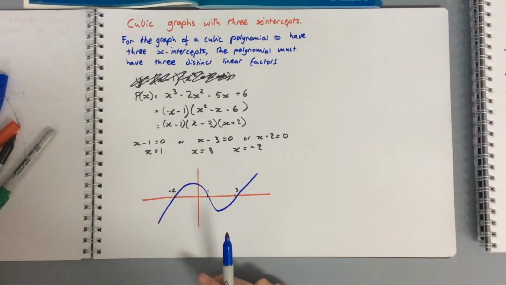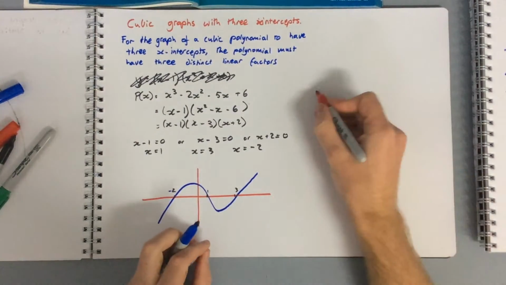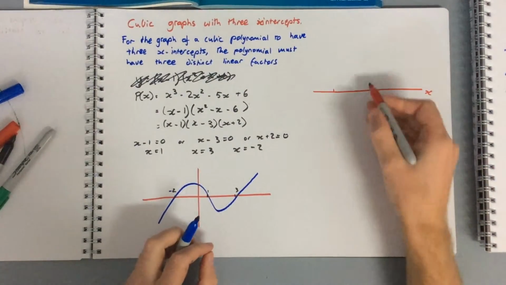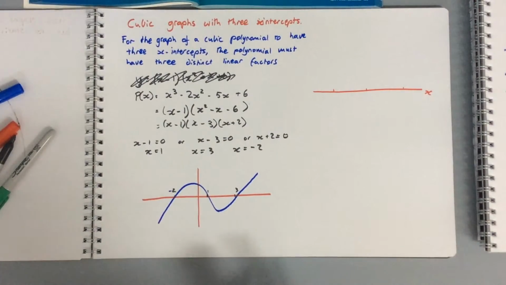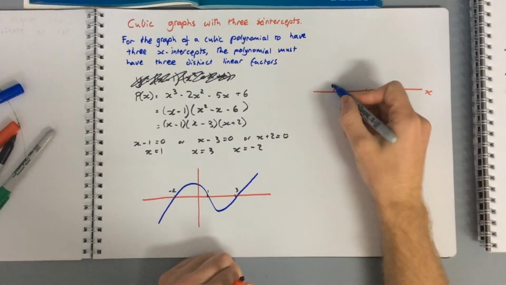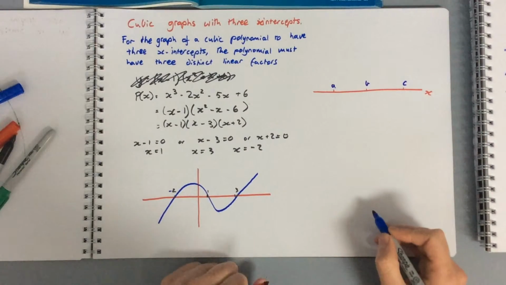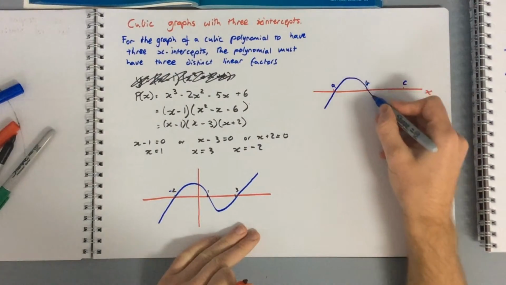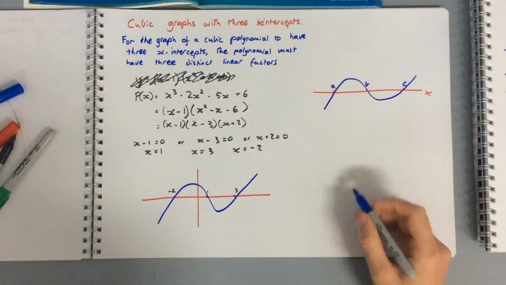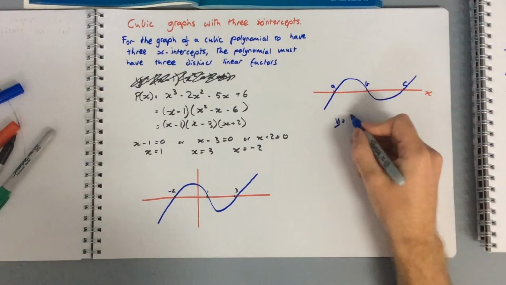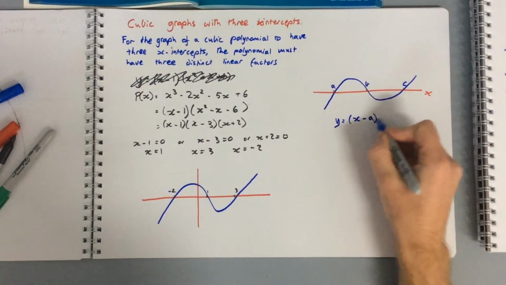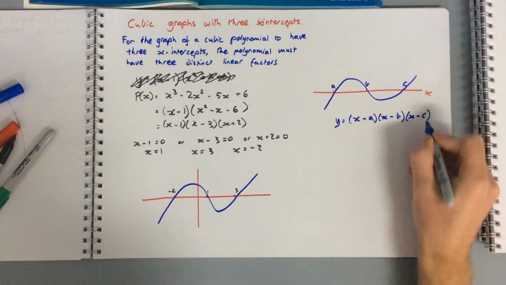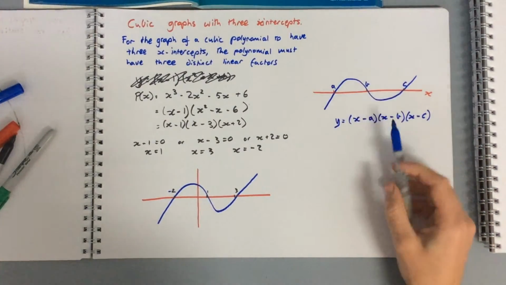So in summary, we can actually say that if we have 3 points, A, B and C, three x-intercepts, and our graph looks like that, then our equation is y equals x take A, x take B, and x take C. These are going to be our x-intercepts.